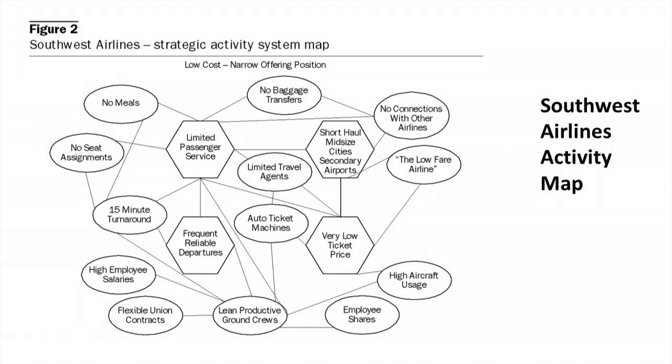Remember, price, value, cost. And the value part, they have short-haul flights between medium-sized cities, mid-sized cities with secondary airports, and they don't use a hub system. They fly you directly to where you want to go. And the other point about Southwest Airlines and its legendary CEO for many, many years, a man named Herb Kelleher.